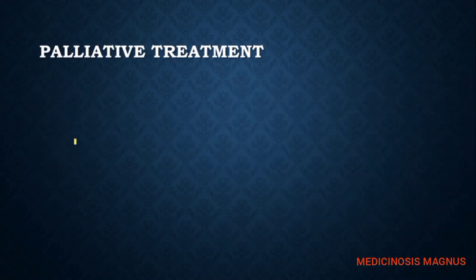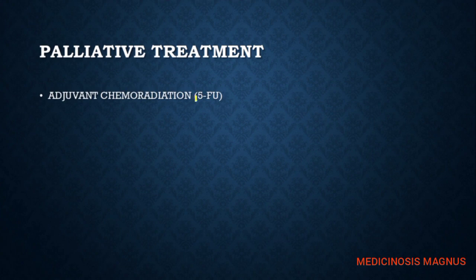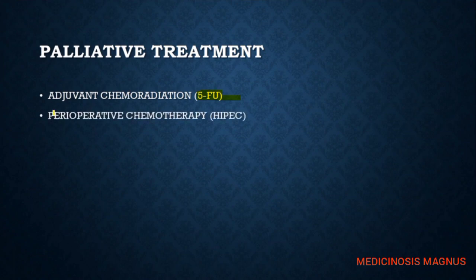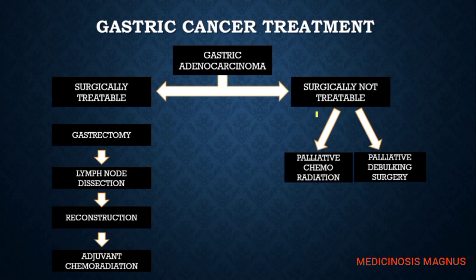Then adjuvant treatment. We can do adjuvant chemoradiation. 5-fluorouracil is preferred. We can also do perioperative chemotherapy, HIPEC. This is an advanced treatment. You can check on it. So that's how we treat gastric cancer. The patient is either surgically treatable or surgically not treatable. If surgically not treatable, we do palliative care. If surgically treatable, we remove the stomach, the lymph nodes, we reconstruct, and then we give adjuvant chemoradiation. So that's about gastric cancer.